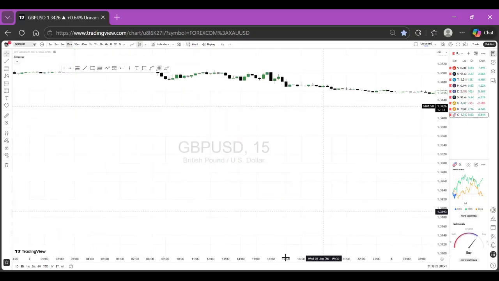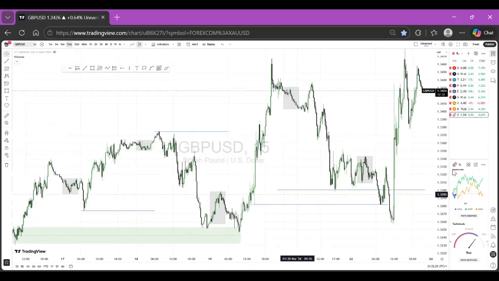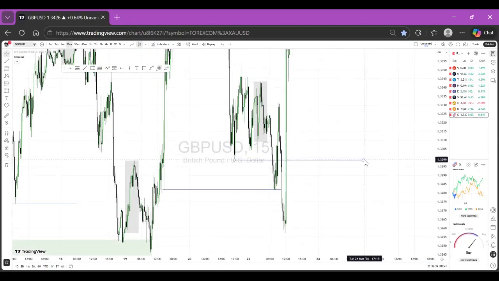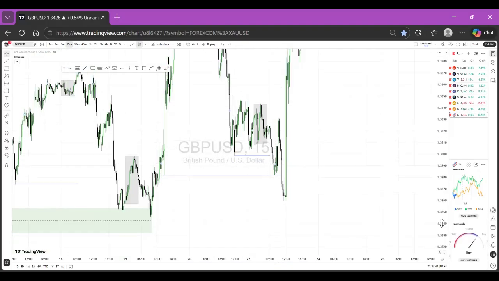Which is what the market did exactly. From this point, you can see previous day low liquidity. Time-based liquidity is very important. I see previous day liquidity here.